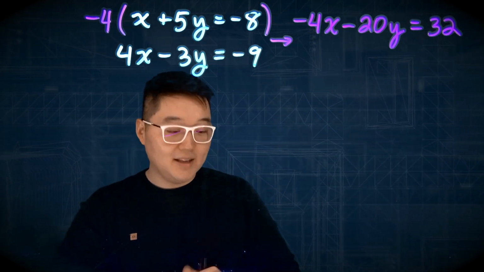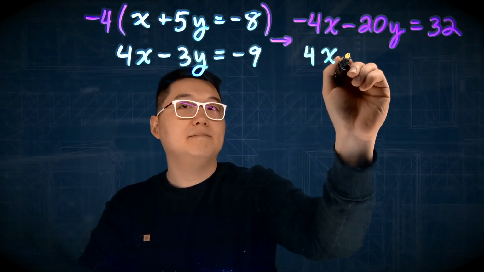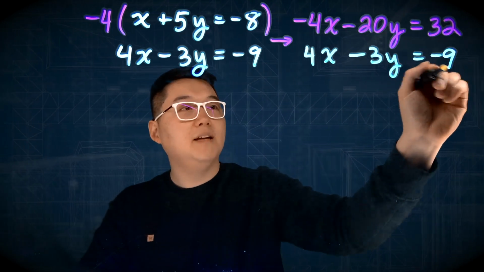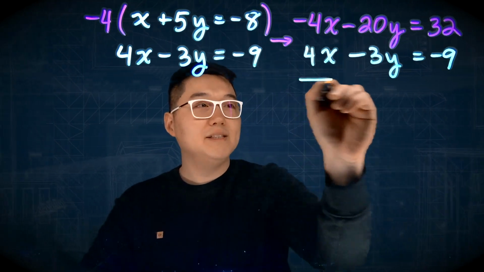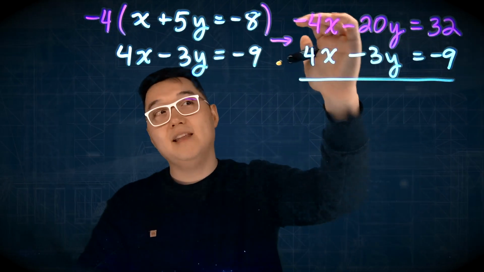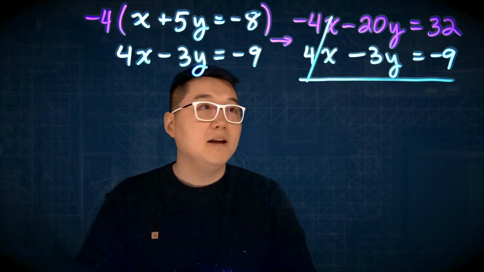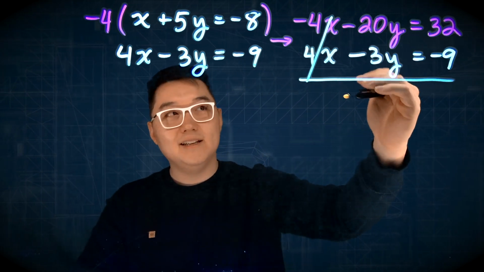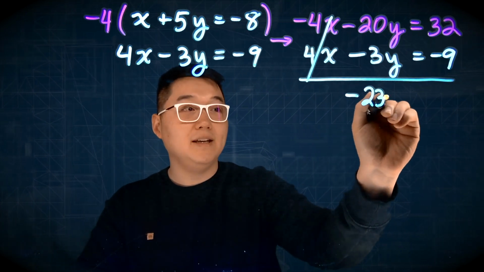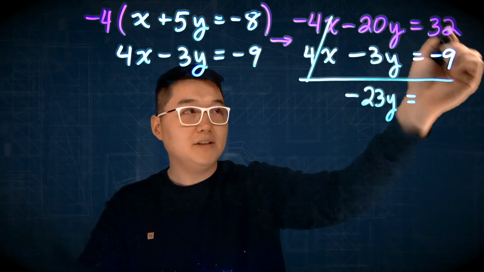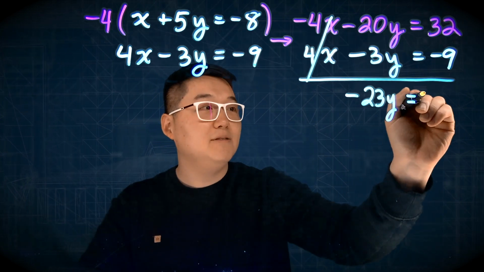And there we go. The second equation, we didn't do anything to it, so we're just going to copy it to the side. And there we have it. So let's see if the elimination strategy works at this point. If I were to combine these two equations, negative 4x and positive 4x do get eliminated because they're opposites of each other. So now what will happen if I combine the y's? Negative 20y combined with negative 3y is negative 23y. Then positive 32 combined with negative 9, when you combine them, we get positive 23.